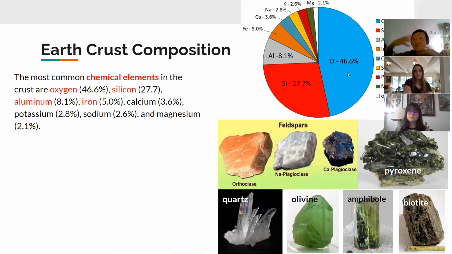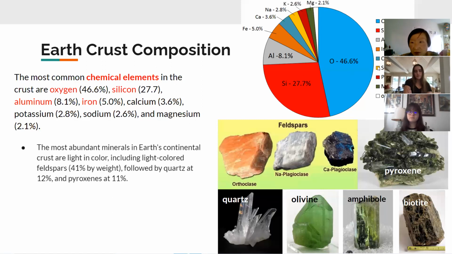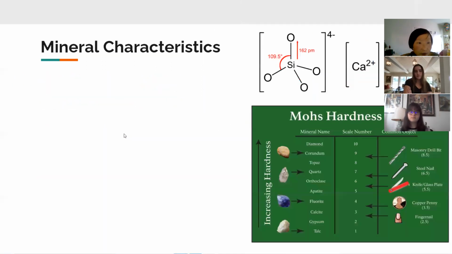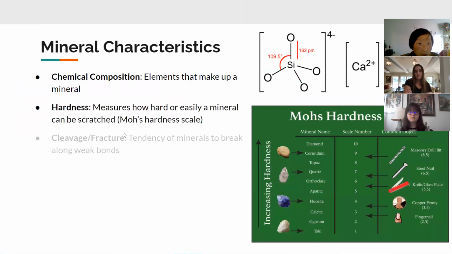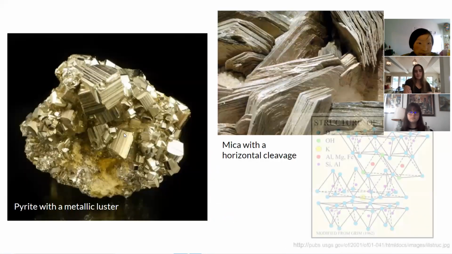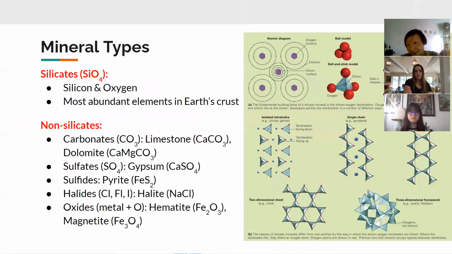That gives us a big family of minerals. We call that silicates. A very small percentage is composed of other chemical atoms, and we call that non-silicates. Basically, you don't have this element silicon.